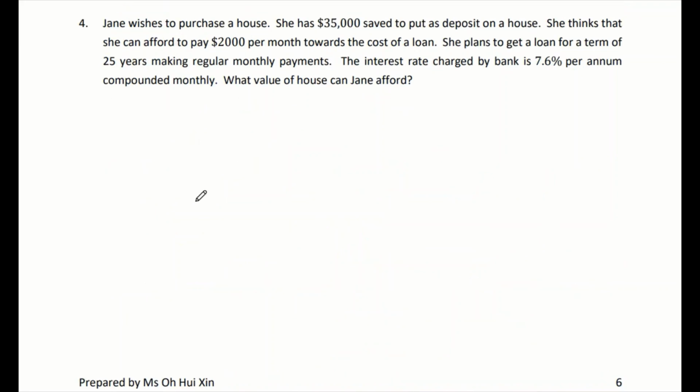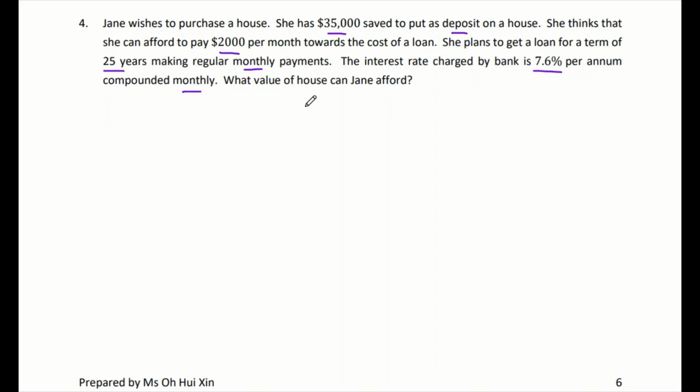Alright, so similar, this is about a house as well. Jane wishes to purchase a house. She has 35,000 saved to put as a deposit on the house. She thinks she can afford to pay 2,000 per month towards the cost of a loan. She plans to get a loan for a term of 25 years, making regular monthly payments. The interest rate charged by the bank is 7.6% per annum compounded monthly as well, so CPY, PPY both 12. What value of house can Jane afford?